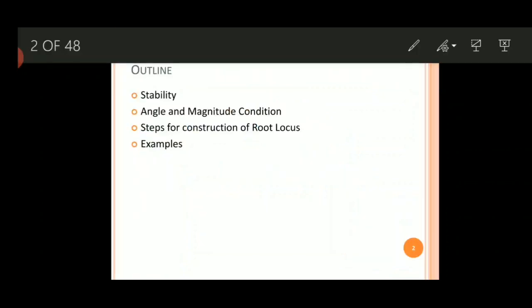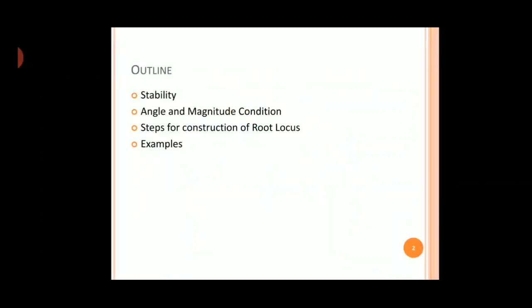In the last video, we have seen the stability concept and angle and magnitude conditions. And we have also seen the definition of root locus, which is the path traced by poles of a transfer function of a system. And we have also seen that the open loop transfer function, that is G(s)H(s), will satisfy angle and magnitude condition. This gives us the information that G(s)H(s), that is the open loop transfer function, is enough to understand the behavior of poles.